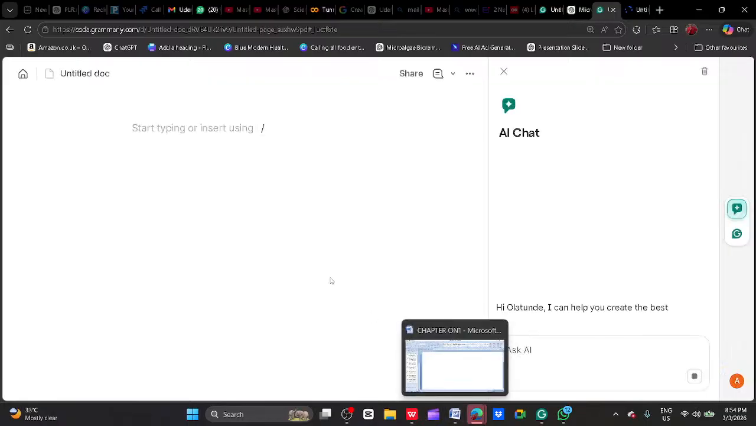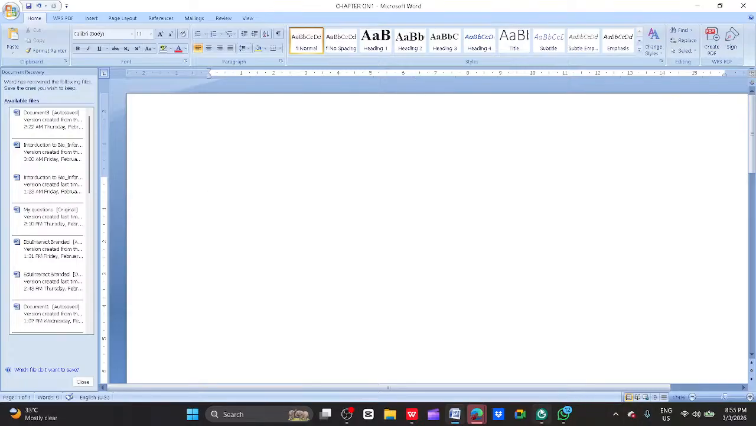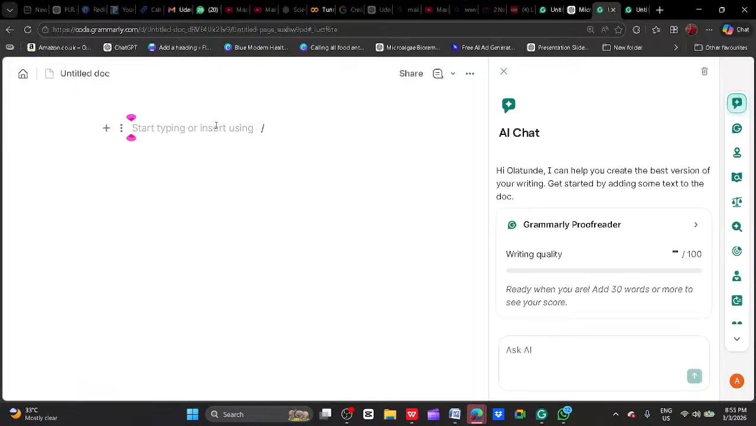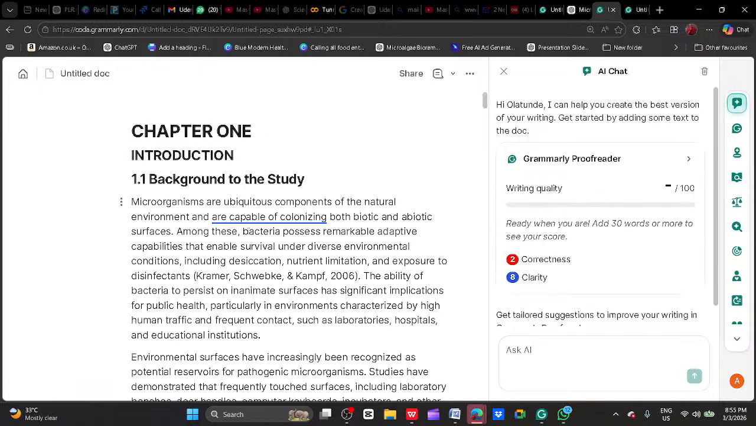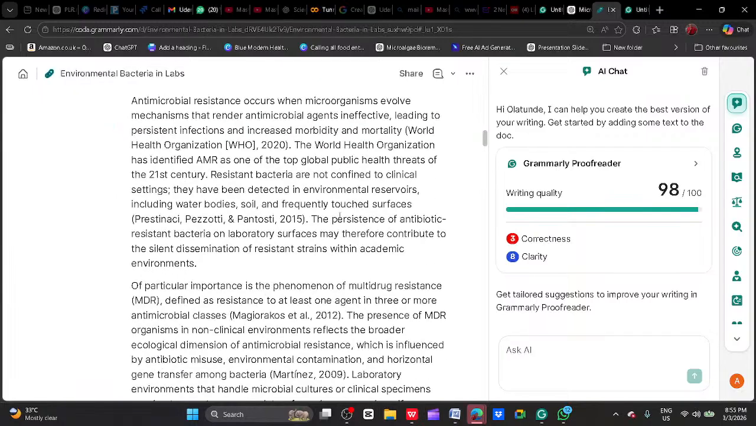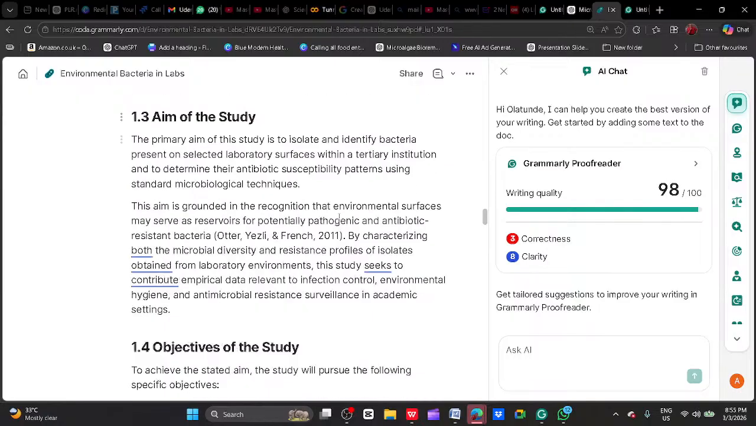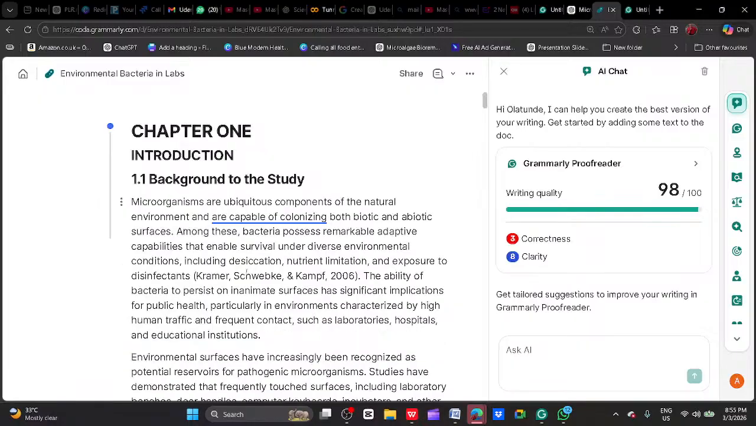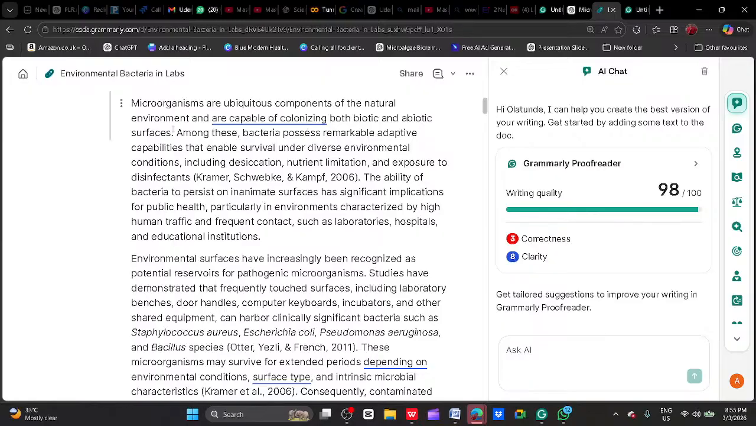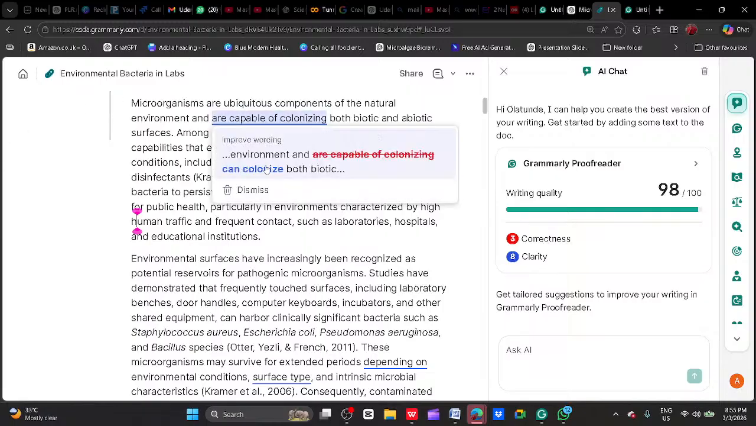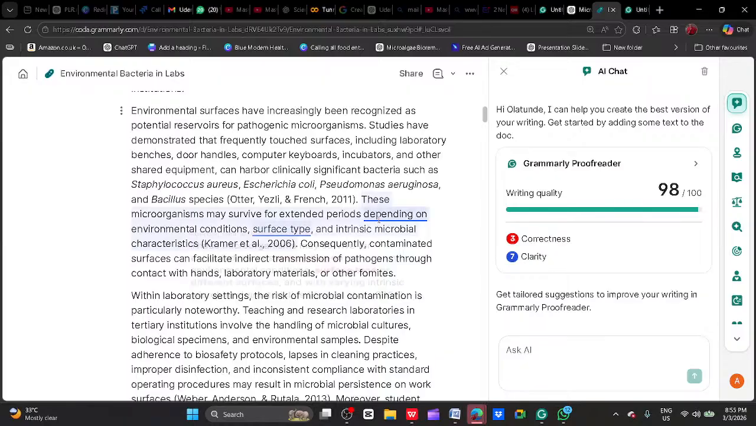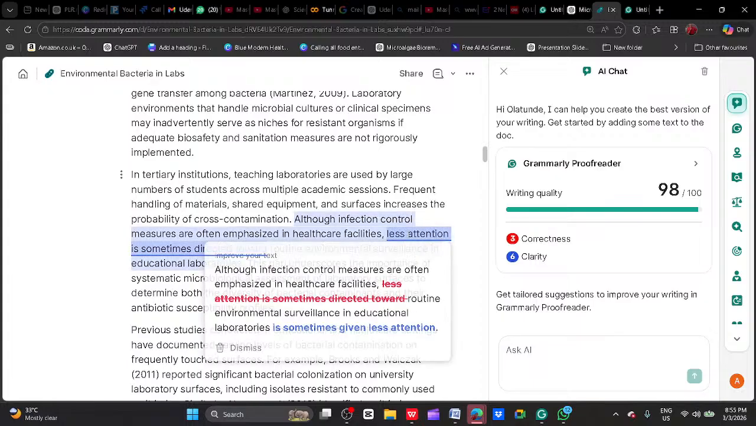Don't forget that I have copied the whole of our chapter one. I've copied it. I want to paste it here. It's already pasted, so you can see. There are so many things that you need to do. All those underlines, they are places of concern, places where you need to fix before you will be able to proceed. This one is already suggesting that microorganisms are a ubiquitous component of the natural environment and are capable of colonizing it. It's suggesting that environment, so we have added that.